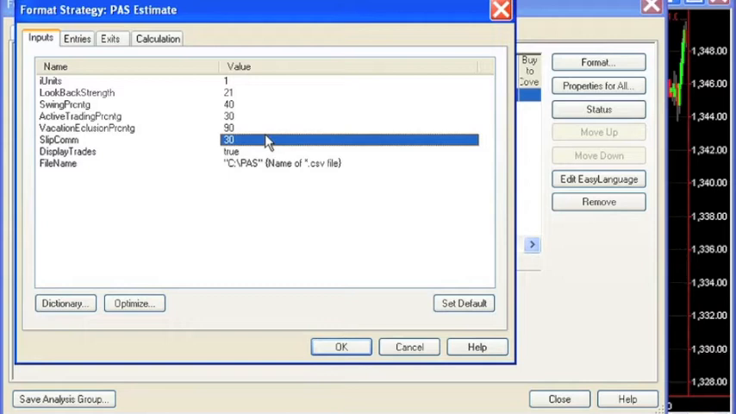Next, we're going to have our slippage and commissions. We have that set to $30 per trade, and that's a round trip figure. So $30 will be deducted for each trade.